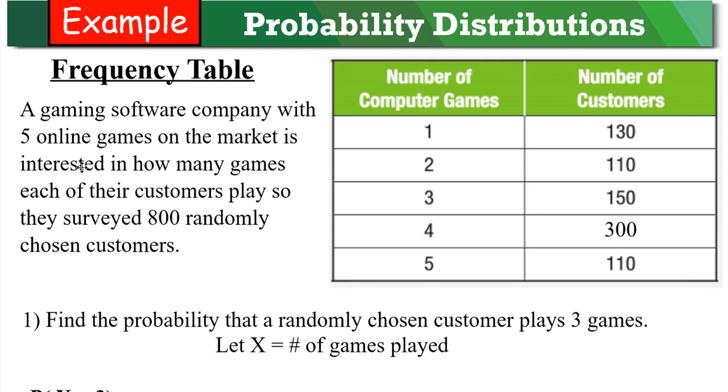So here's the scenario. Let's say that a gaming software company has 5 online games on the market and they're interested in how many games each of their customers play. So they survey 800 of their customers, chosen randomly. The number of games each customer plays goes between 1 and 5. There's never a 0, because they're all customers, so they at least play 1. So just read the table. For example, 150 of their customers play 3 of their 5 games. 110 of their customers play all 5 of their games.